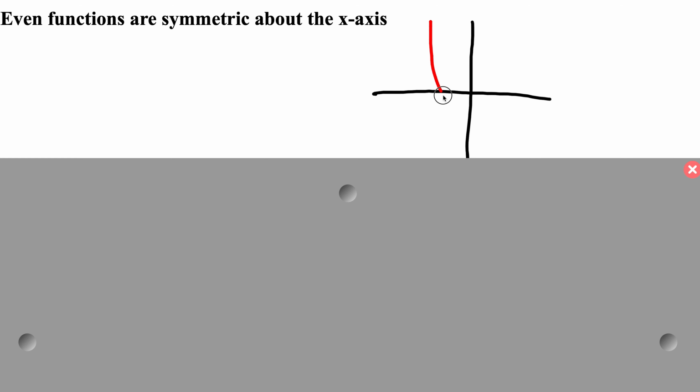If it looks like our friend the parabola, if you reflect this bit over the axis, it maps onto this. So we'd say it's symmetric about the axis. It's a mirror image. That's it.